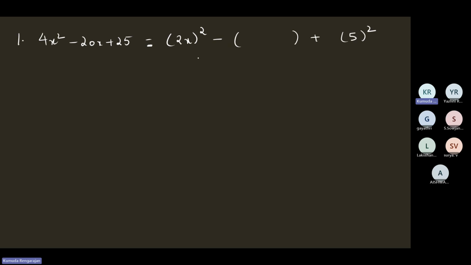5 squared is 25. So the middle term, minus 2 into a into b: 2 into a is 2x, into b is 5. And check this product: 2 2s are 4, 4 5s are 20, so minus 20x. So clearly, the given expression can be written in this form, a square minus 2ab plus b square, which is nothing but (a minus b) the whole square.